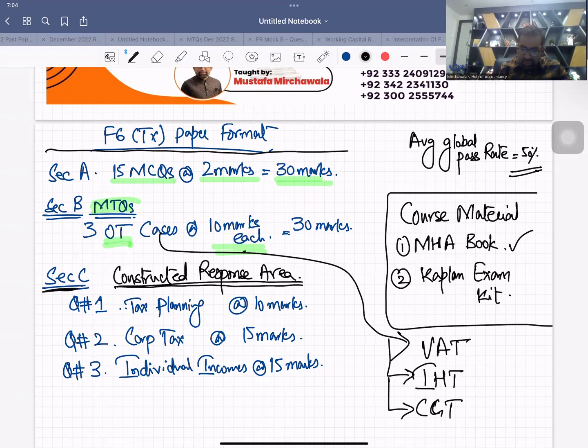This is the constructed response area. Now, my dear students, in the first 60 marks, there is no presentation. There is no typing at all. But yes, in the last 40 marks, you have to work on proper software. Now, many students think that it is proper Excel. No, this is not Excel. This is just a spreadsheet.